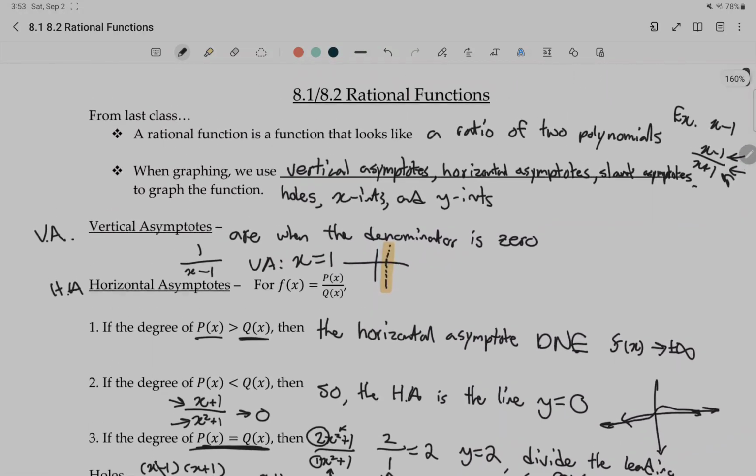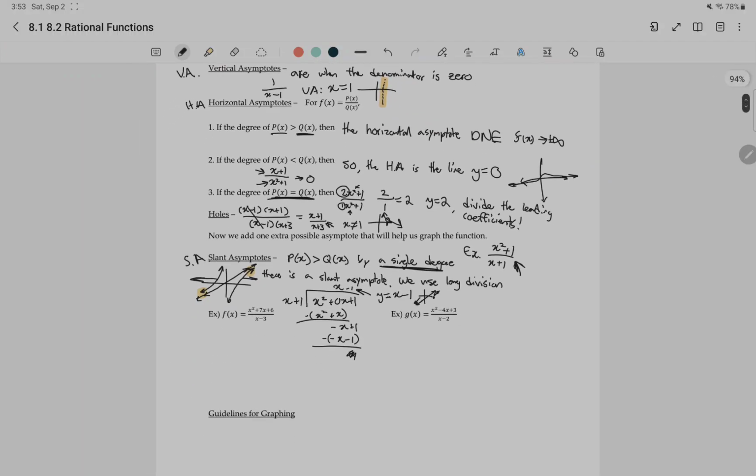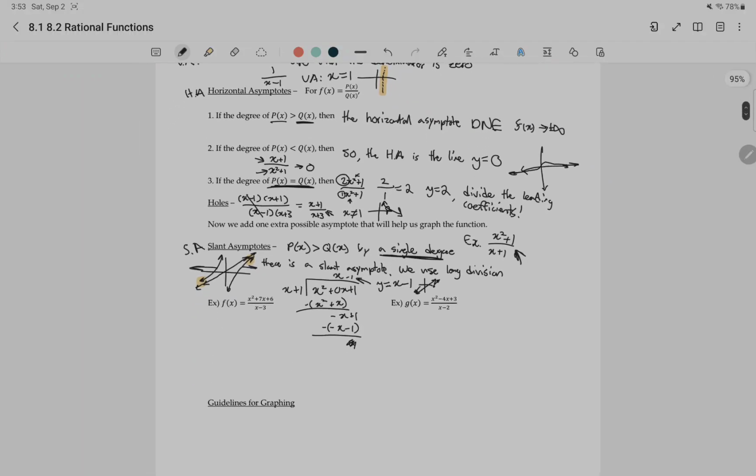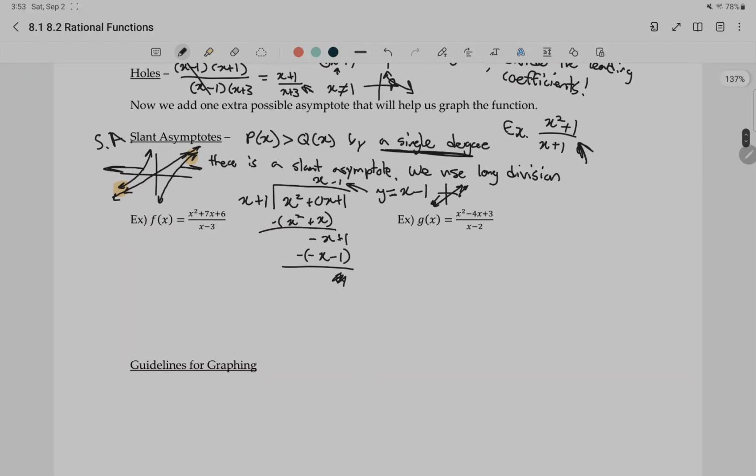Because before, we knew how to find x-intercepts and y-intercepts. You just set one of the sides to 0. So now we found all our asymptotes and our holes. So this is now enough to graph any rational function you see.